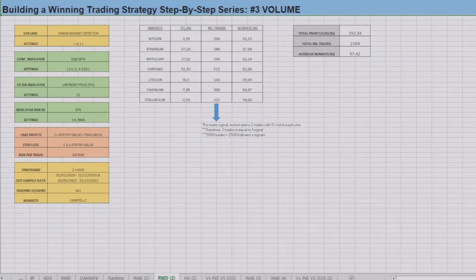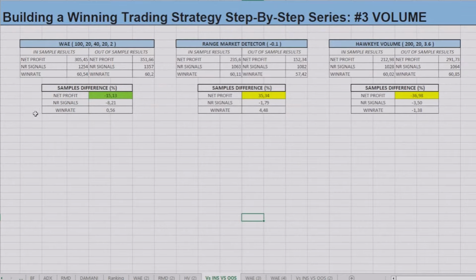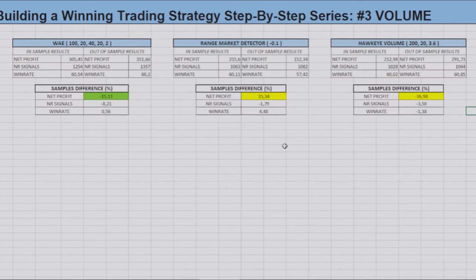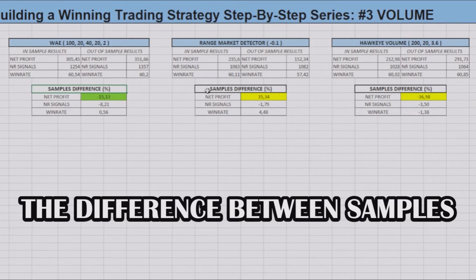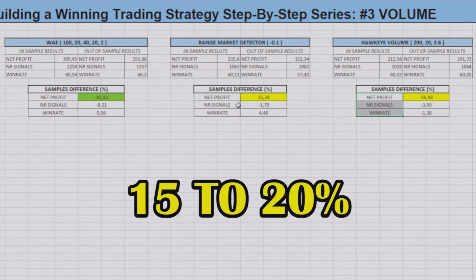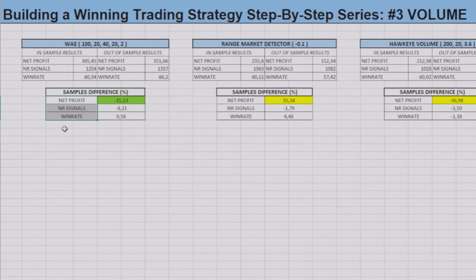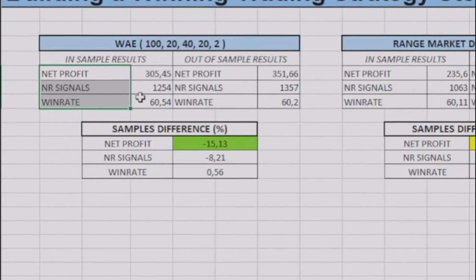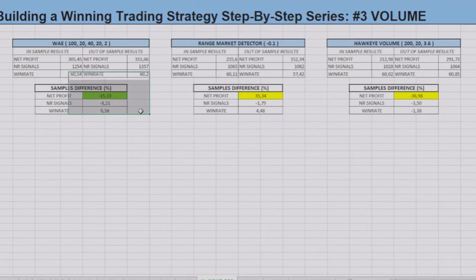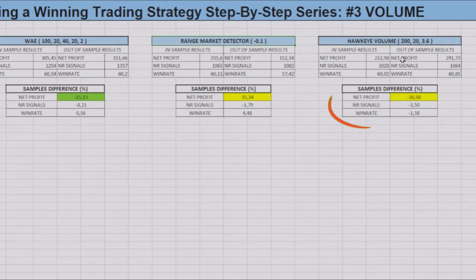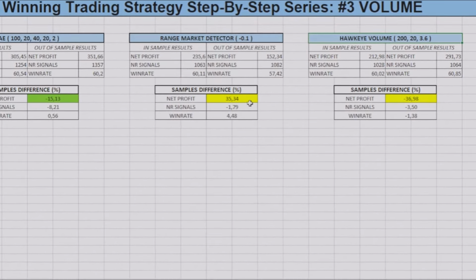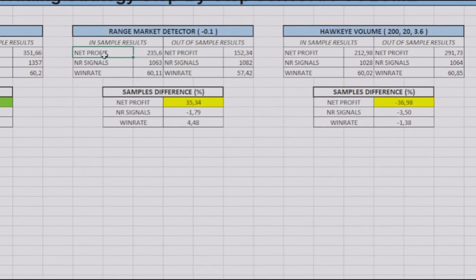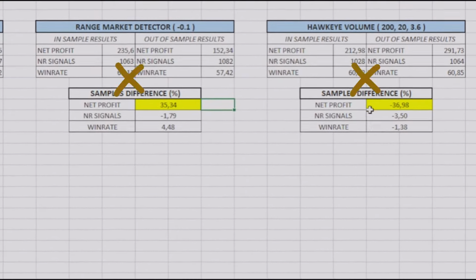And here we have the results of both samples of the 3 best tested volume indicators side by side. As I mentioned in other episodes, the difference between samples should not be greater than 15 to 20%. And by that rule, you can see that the only volume indicator that respects it is the Waddah Attar Explosion. Both the Range Market Detector and the Hawkeye Volume indicators had the difference in the net profit of the 2 samples bigger than 35%. And by doing so, they are eliminated.